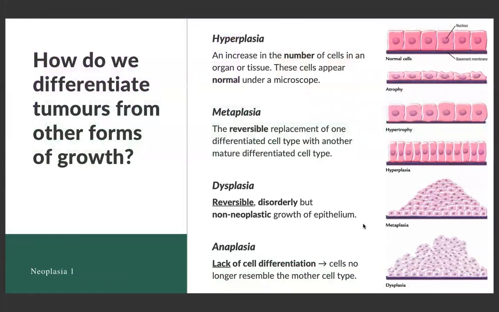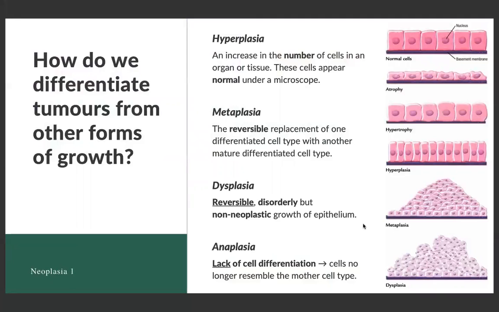So now we get to the important part. How do we differentiate tumors from other forms of growth? There are all these words in front of you and they all look the same: hyperplasia, metaplasia, dysplasia, anaplasia. Let's break them down and understand them bit by bit.